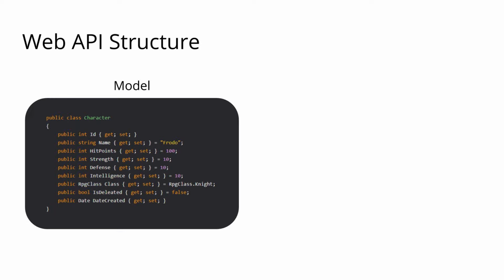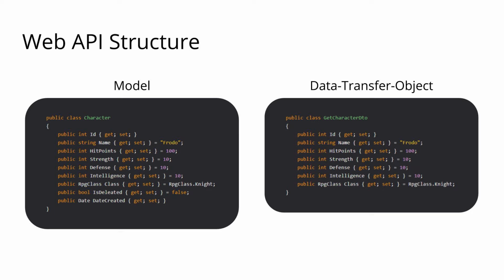Let's say we add the fields date created or is deleted. That's information the user does not need to see. In this case, we want to save this information in the database, but don't want to send it back to the client. That's where the DTO comes in. We grab the model and map information of the model to the DTO. There are libraries that do this for us, like AutoMapper, so we don't have to do this manually. Apart from that, we can also create DTOs that combine properties of several models. They simply give us more freedom in what we want to return to the client.